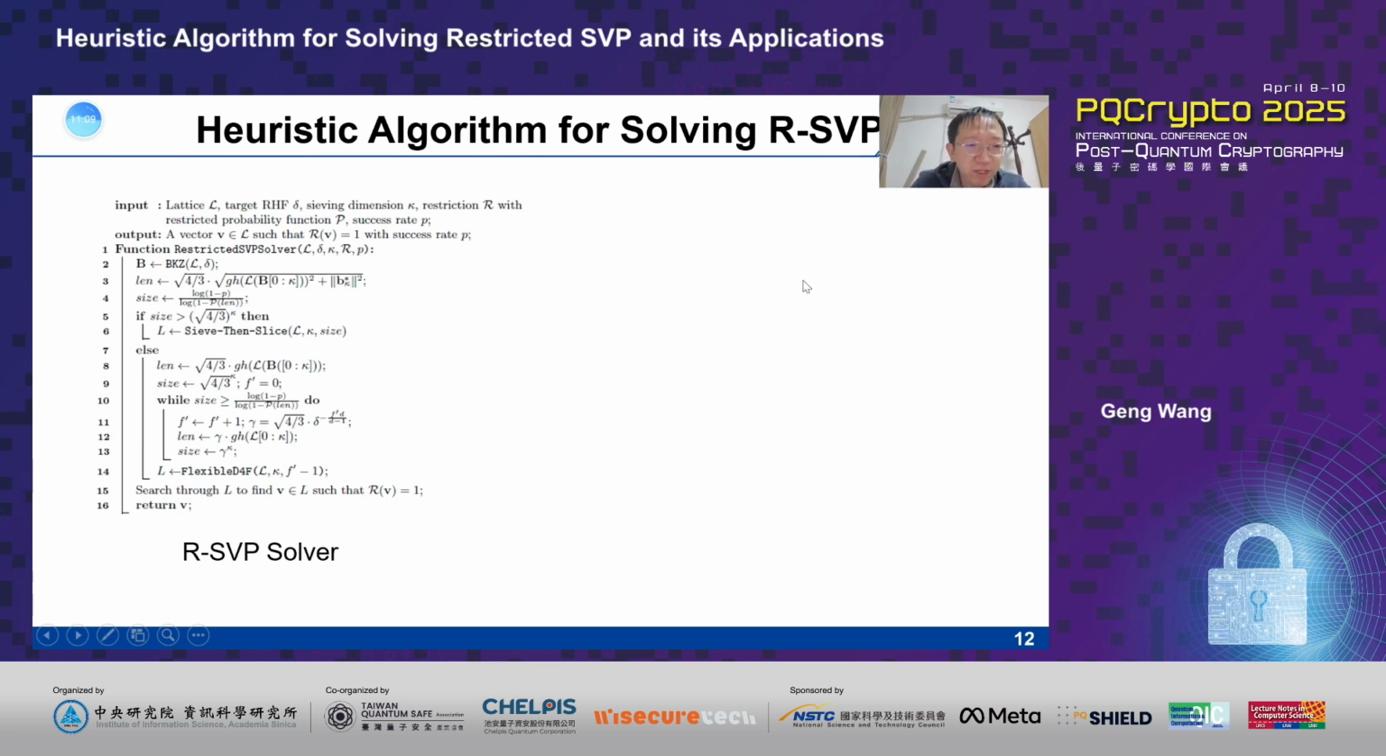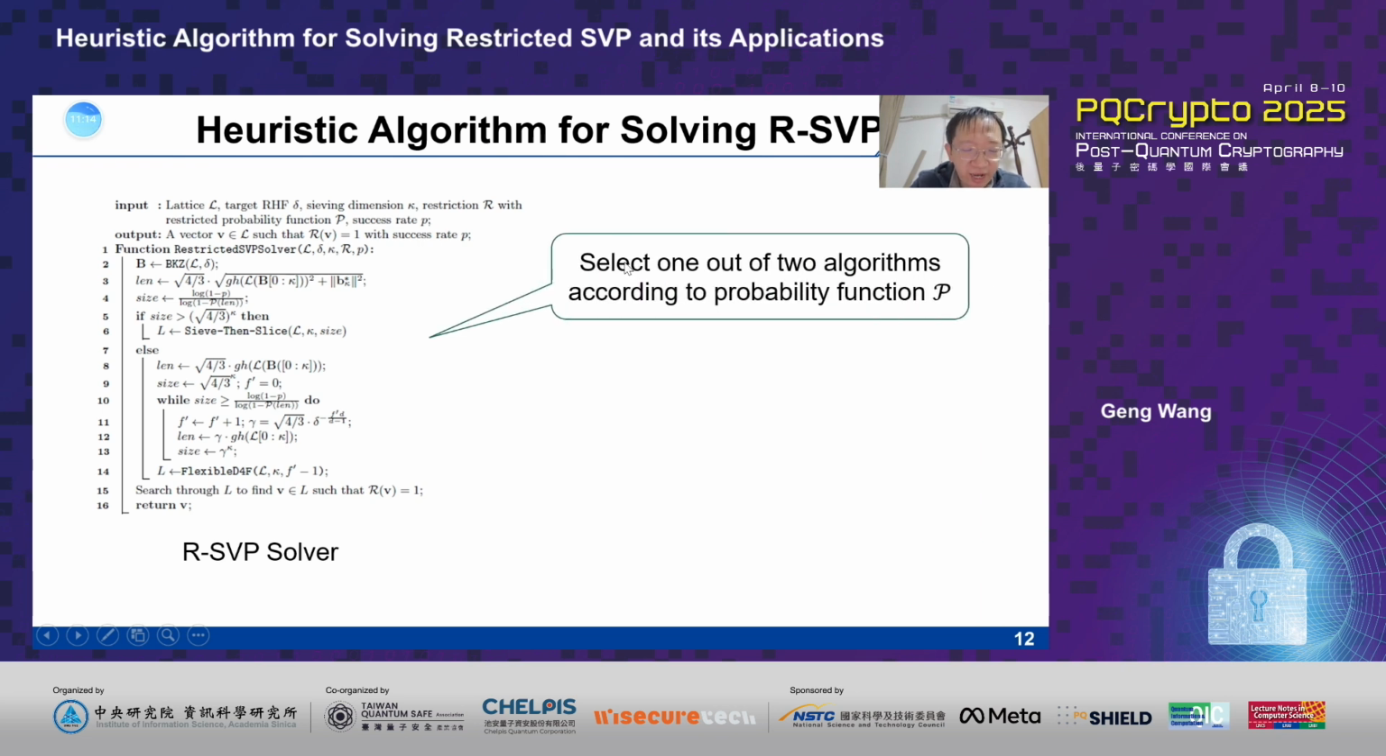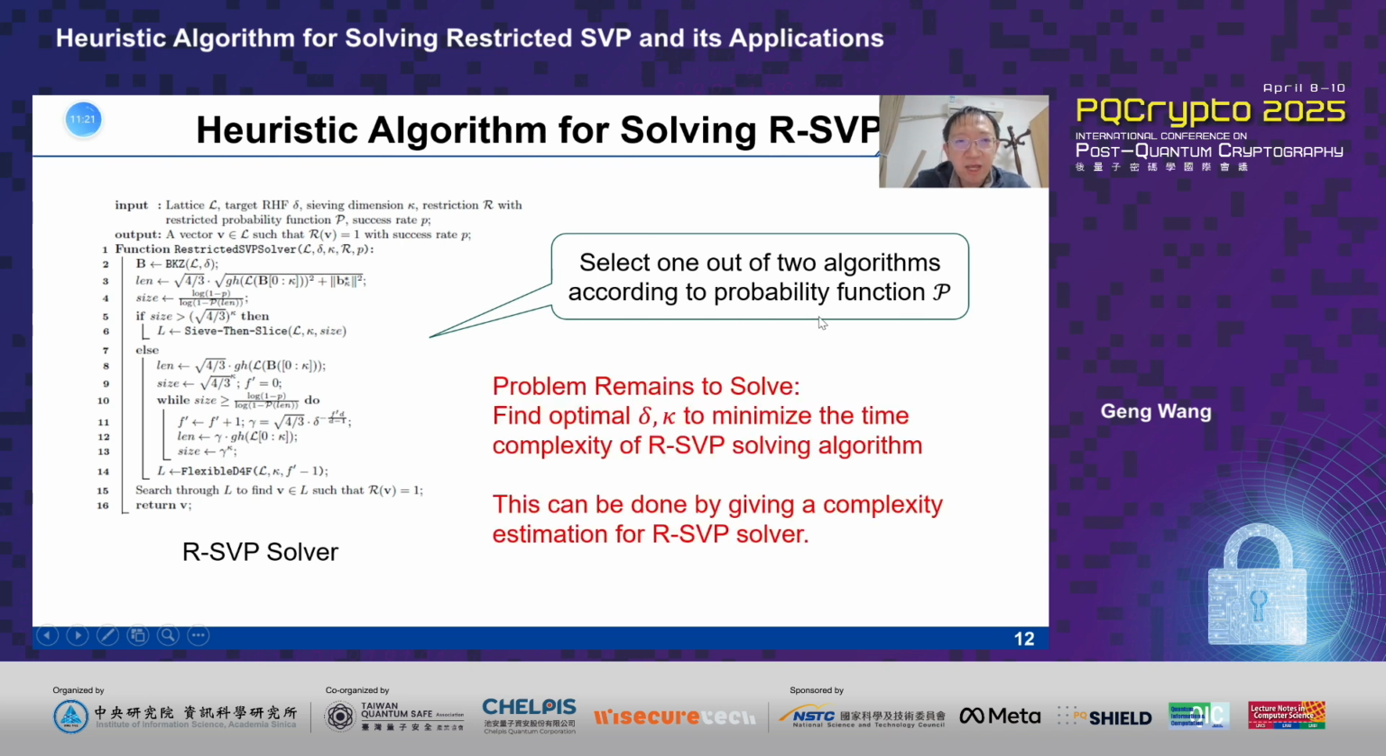Combining the two algorithms, we get a heuristic algorithm for solving restricted SVP. And the idea is simple. We select one out of the two algorithms according to the probability function P. But there are more problems remaining to solve. In this RSVP solver, the target root Hermite factor of the lattice basis and the final sieving dimension are all considered as input parameters of this algorithm.